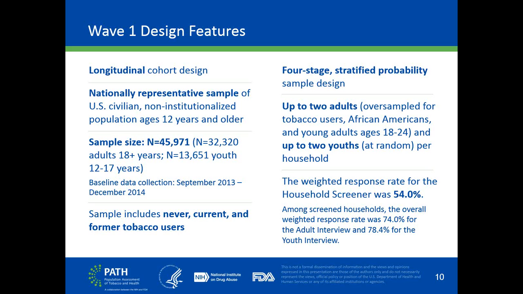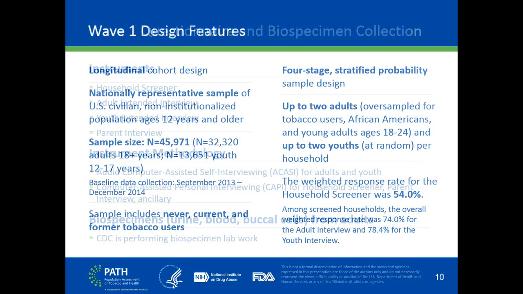The weighted response rate for the household screener was 54%, and then among those households that are screened, about 74% of adults and 78% of the youth completed the full extended interview.